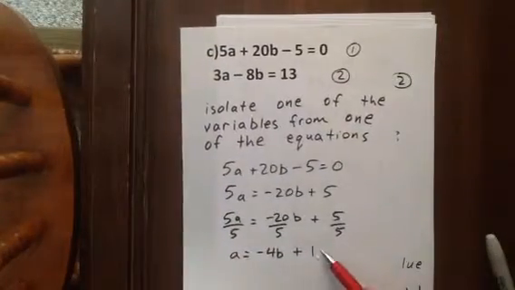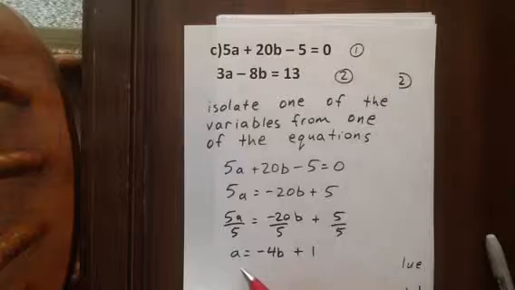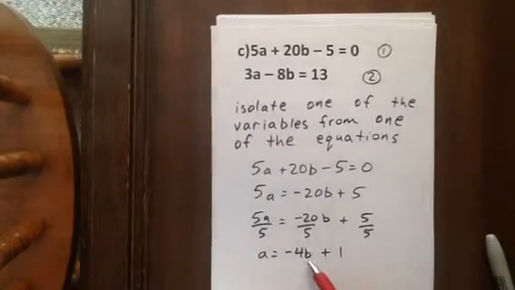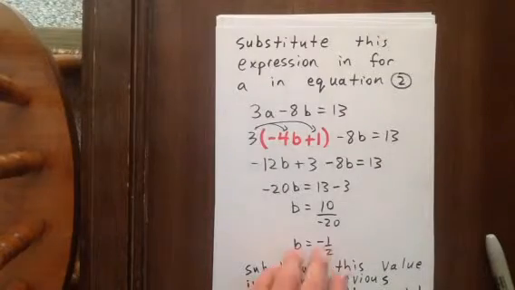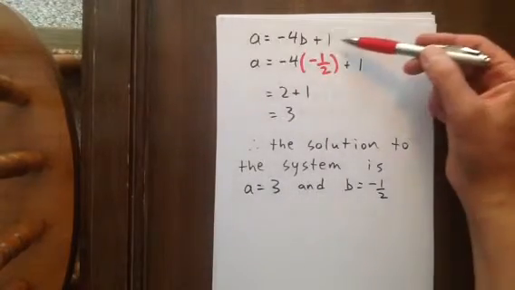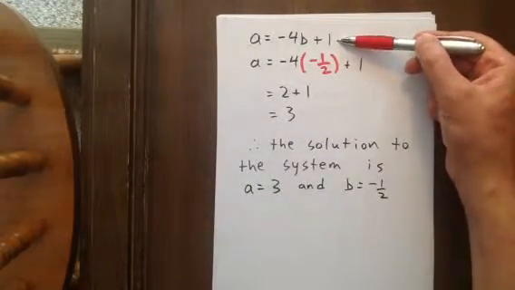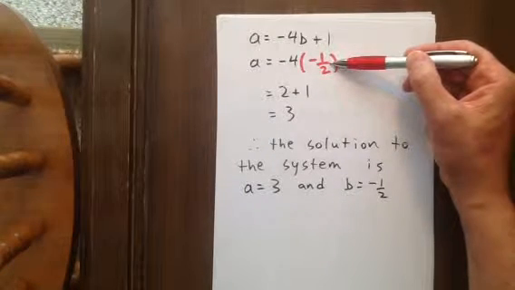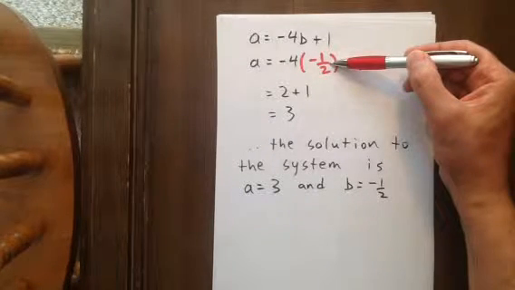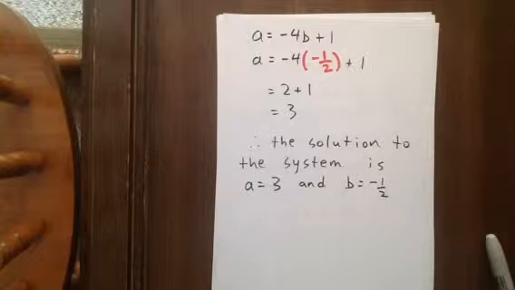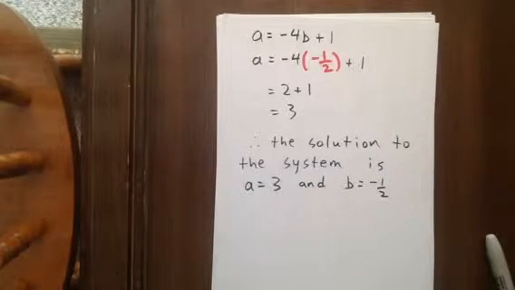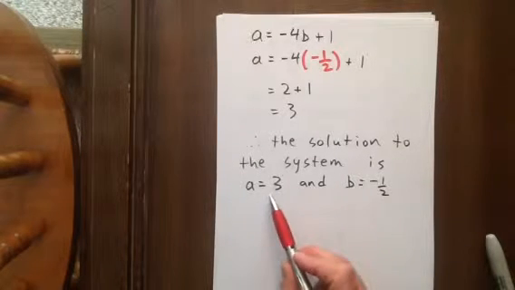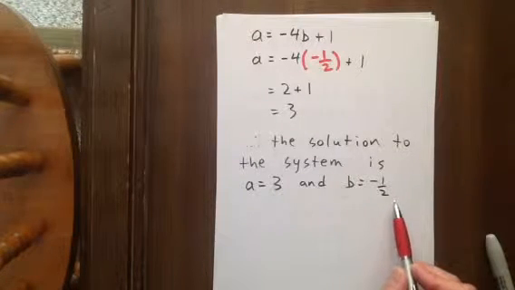And I look at this one and I say, well, that's tailor-made for subbing in a value for b to determine the value of a. So I'm going to use it. Since a is negative 4b plus 1, subbing in a value of negative 1/2 tells me that a equals negative 4 times negative 1/2 plus 1, which is 2 plus 1, which is 3. And so the solution of the system is a equals 3 and b equals negative 1/2.